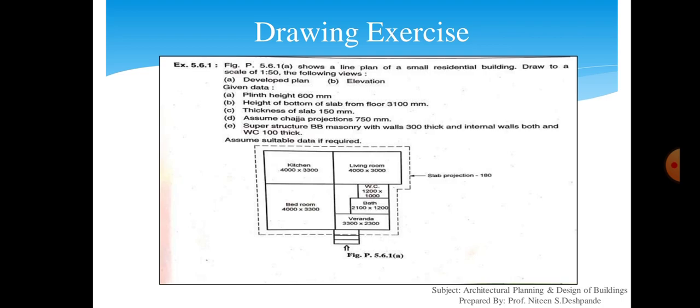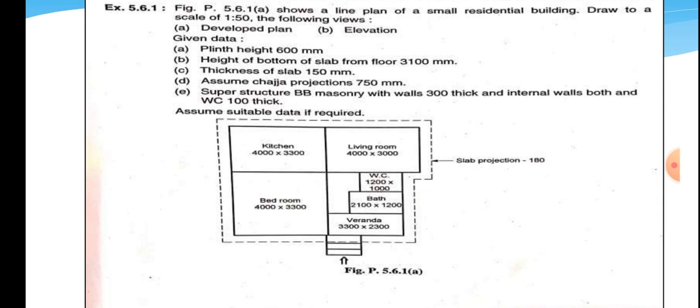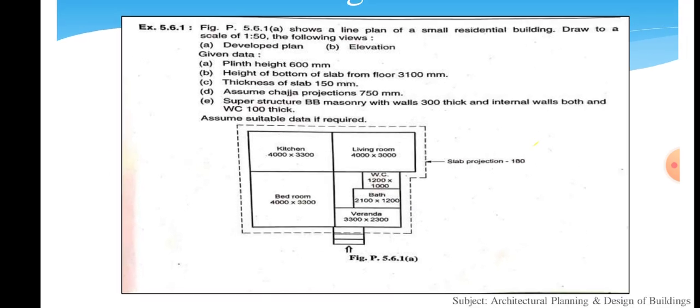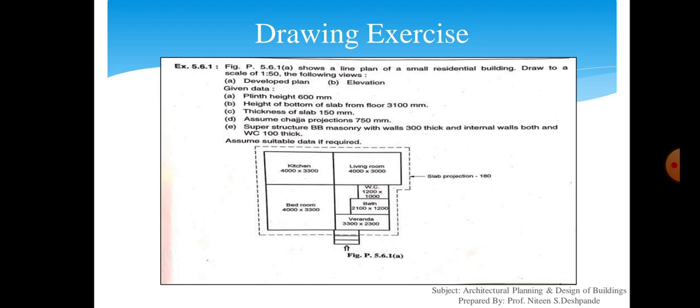So basically we have to develop this plan. To develop the plan, you must locate the windows, ventilators, doors and openings in this plan, and you need to draw it to a scale of 1:50. You have to make the walls 300 mm thick for internal walls, and bathroom and WC walls 100 mm thick. So first we will see the developed plan of this structure.